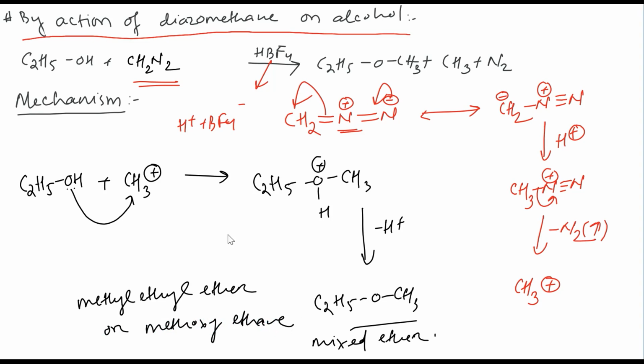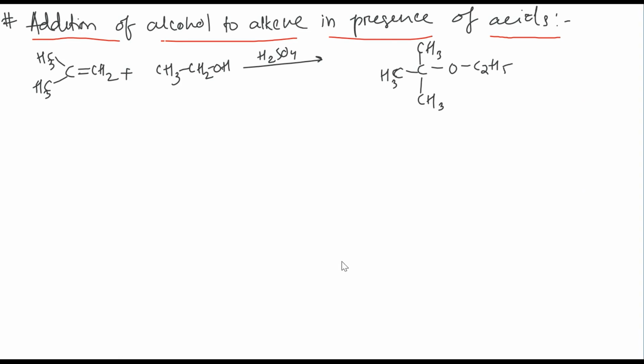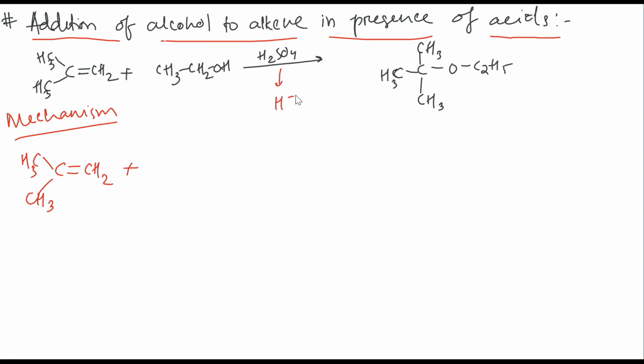Okay. Next we will see the next method of preparation of ether, that is addition of alcohol to alkene in presence of acids. Okay. So the reaction mechanism will be: the first step, there will be protonation of that alkene. Let us write the alkene. As there is presence of acid, this acid will release H plus. So there will be attack of double bond to H plus.